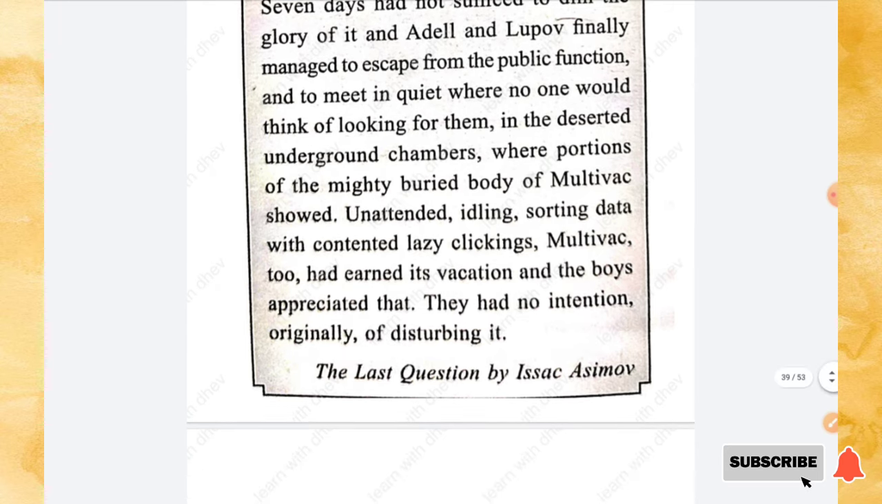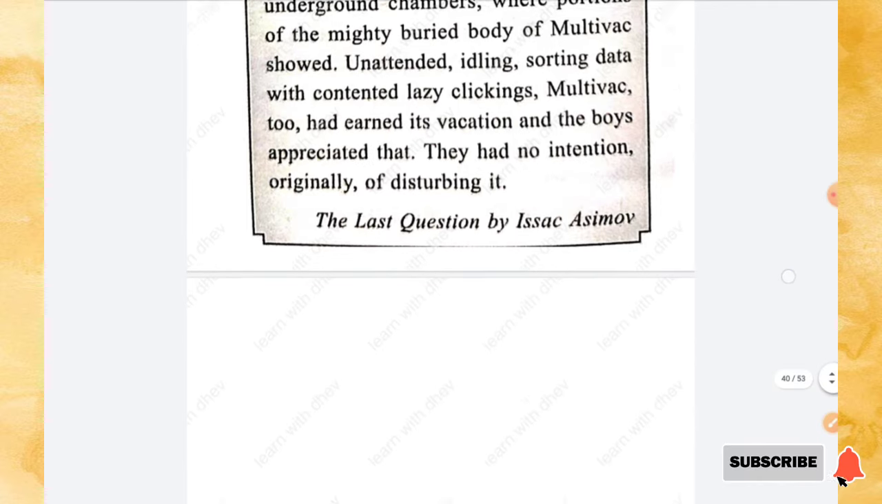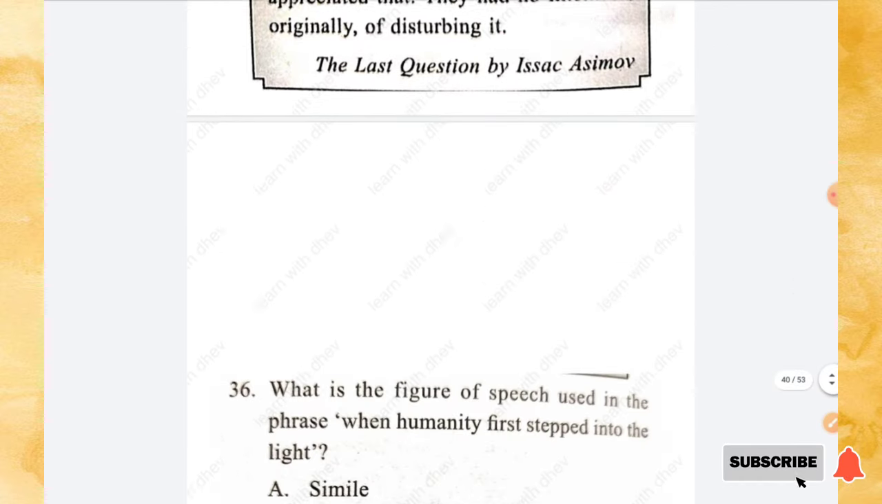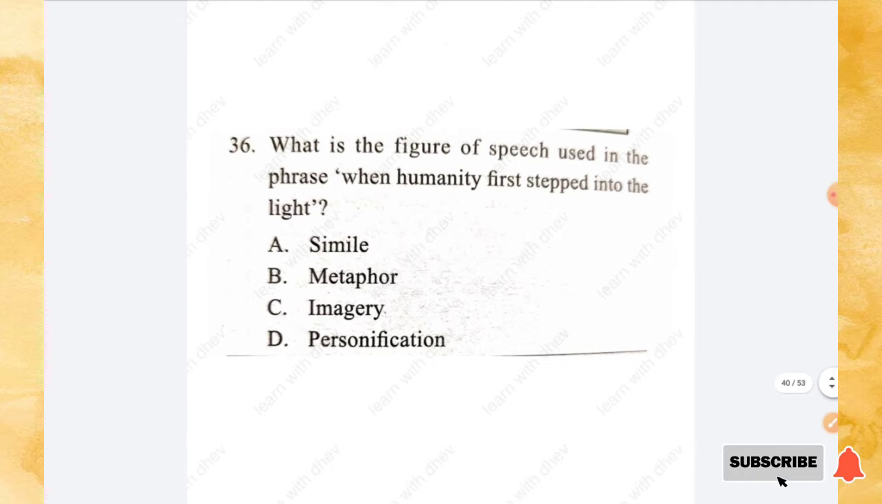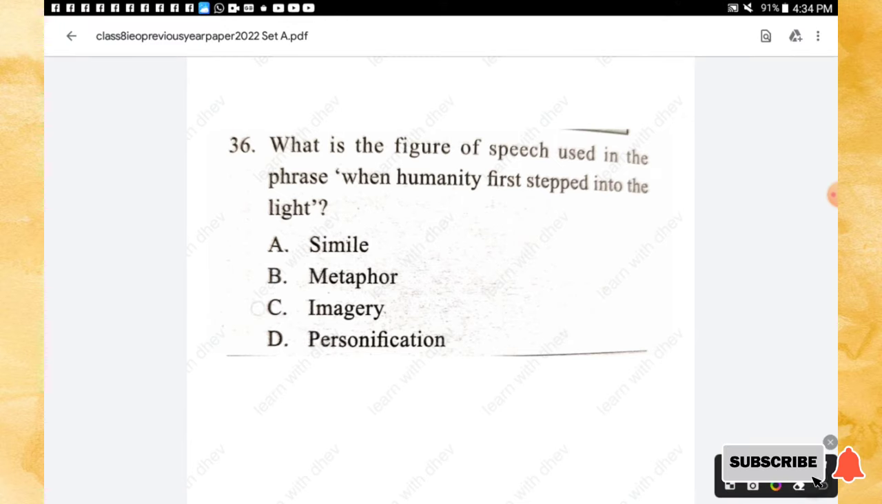The Last Question by Isaac Asimov. Question number 36. What is the figure of speech used in the phrase "when humanity first stepped into the light"? Options are simile, metaphor, imagery and personification. The right answer is option C, imagery.